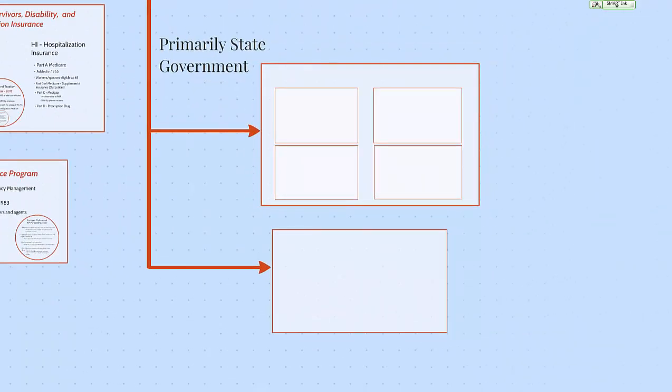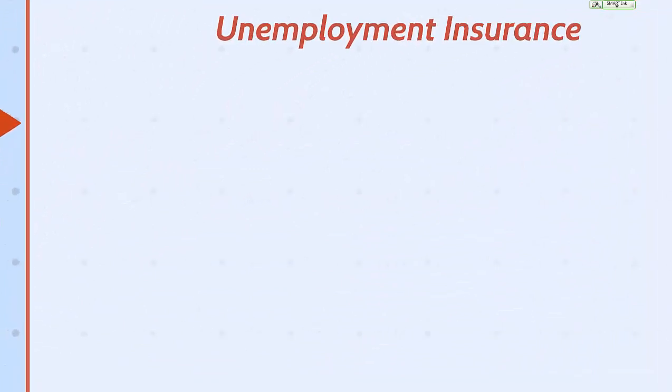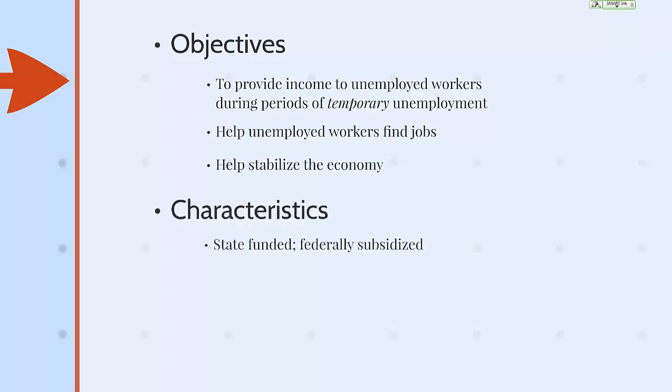Now let's look at social insurance programs that are primarily state government programs. Let's start with unemployment insurance. Objectives of unemployment insurance include to provide income to unemployed workers during periods of temporary unemployment, and to help unemployed workers find jobs, and to help stabilize the economy. Characteristics of unemployment insurance include that they are state-funded programs, but they are federally subsidized. Unemployment programs pay 50% of the pre-unemployment wage.